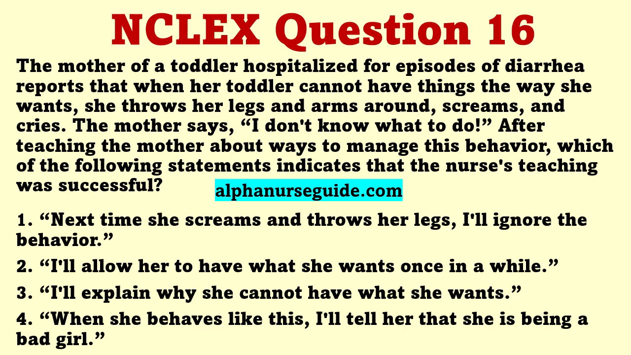2. I'll allow her to have what she wants once in a while. 3. I'll explain why she cannot have what she wants. 4. When she behaves like this, I'll tell her that she's being a bad girl. The correct answer is 1.